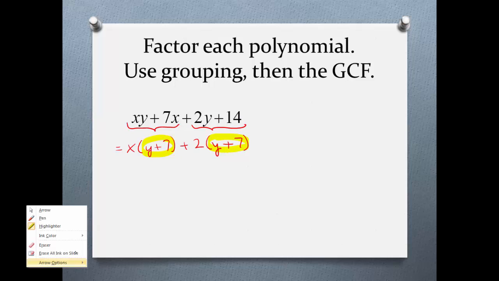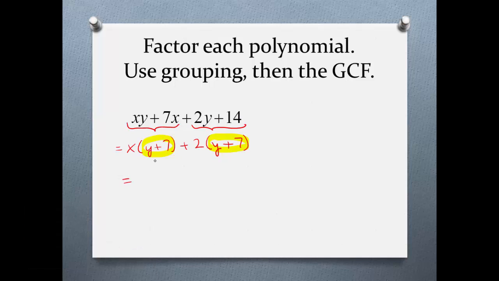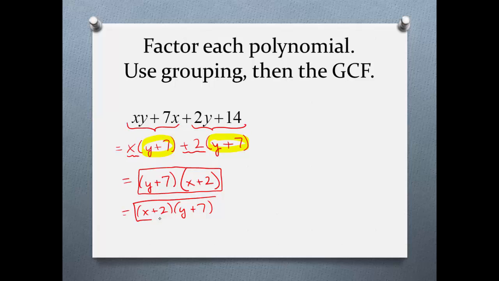So now, just like I did in the earlier examples, I can treat that like my greatest common factor of y plus 7 and then write down what I'm left with, which is x plus 2. So the factored form is y plus 7 times x plus 2, or if you wanted to write it the other way, with the x plus 2 first and the y plus 7 second, you can.